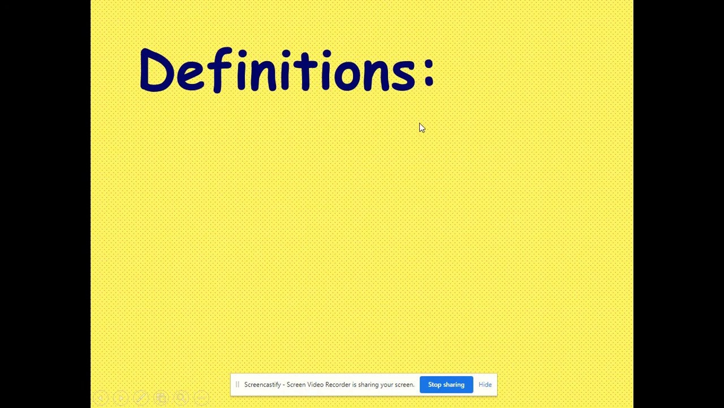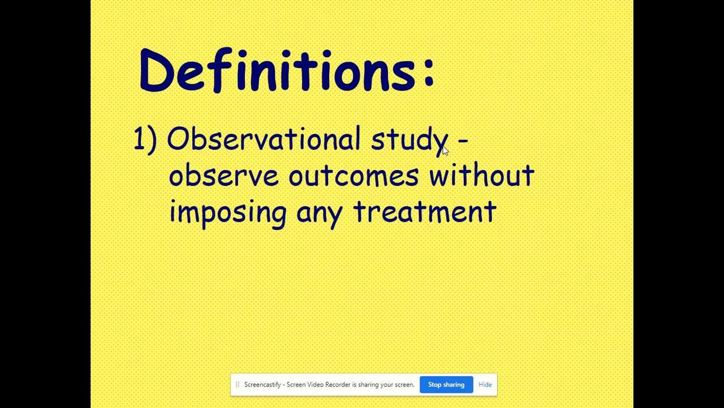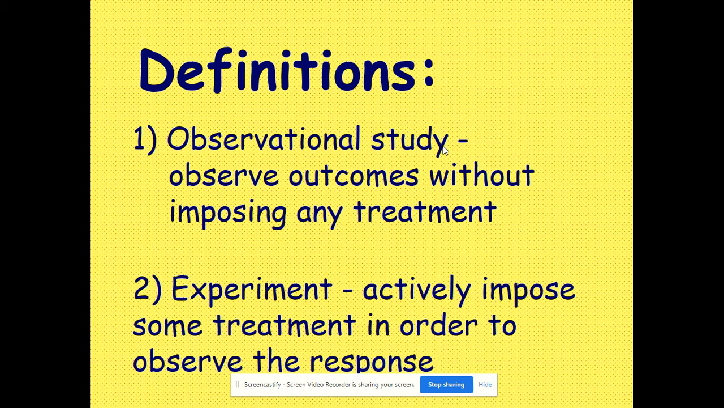Now I don't think it's necessary to rewrite the definition of observational study and experiment, because not only have we already talked about it, but I also just put you on it, so surely you know what it is by now. Observational study, we observe without imposing. Experiment, we actively impose some treatment in order to observe responses. So we've already talked about that.